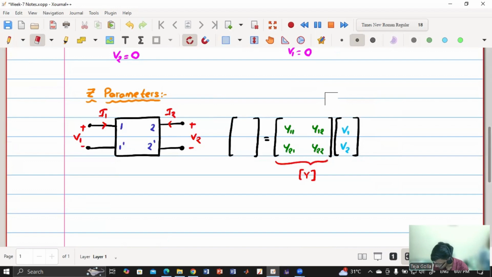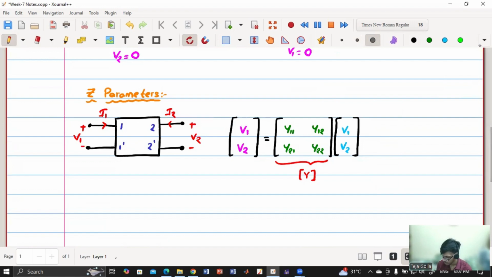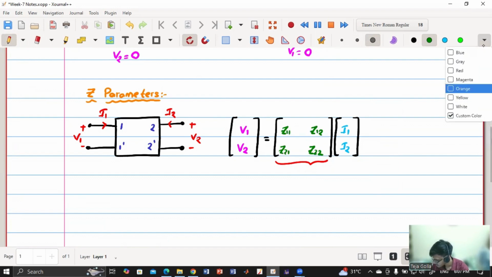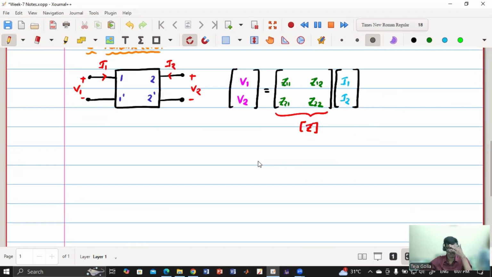So this will become my V1 and V2, because it is impedance. We know that the ratio will be voltage to current. So input will be current and output will be voltage: I1 and I2. Now this will become Z11, Z12, Z21, Z22, and this matrix is the Z matrix. It is exactly the same, only inputs and outputs are different. Is this clear until this point?